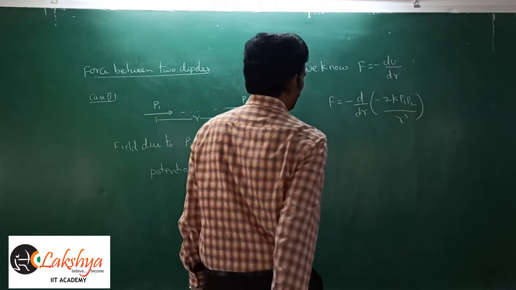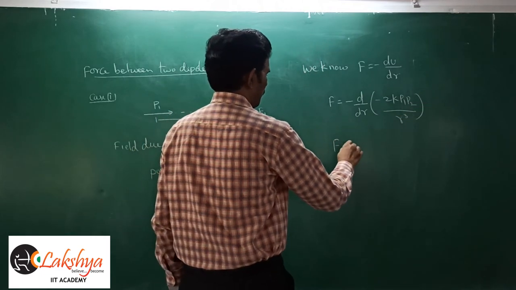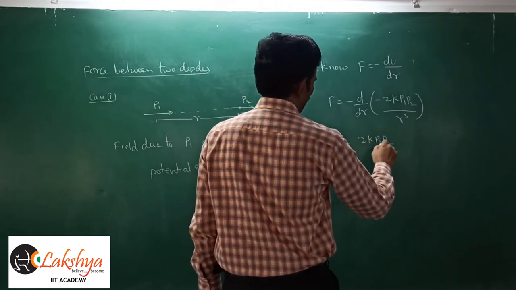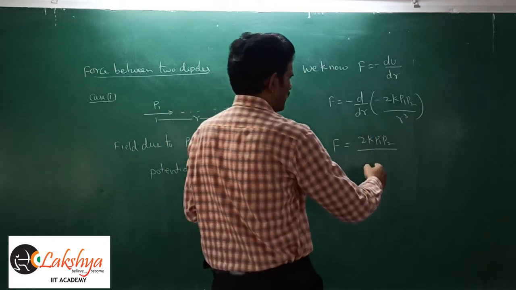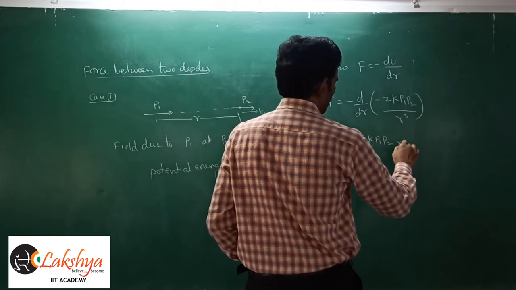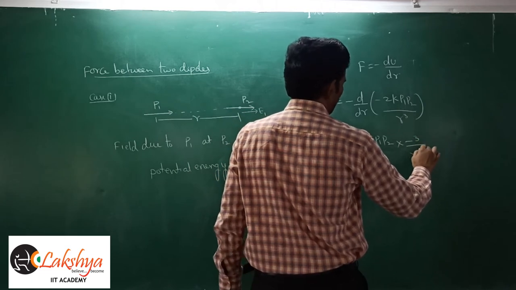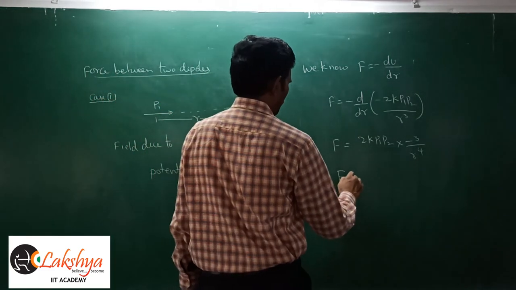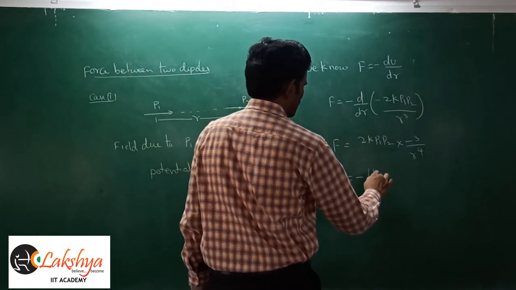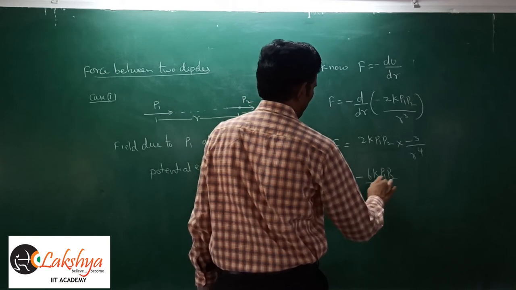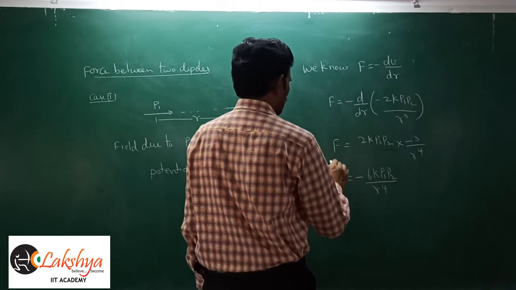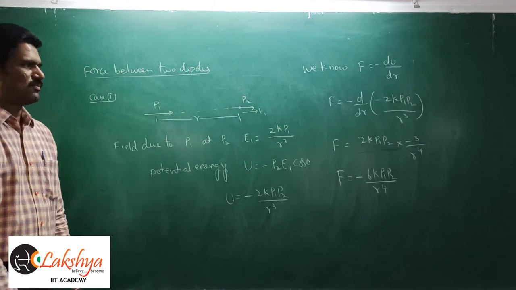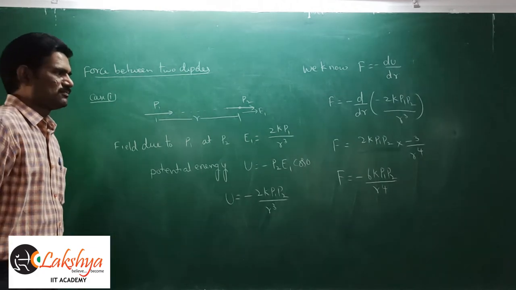Constants you can write outside. So it is 2k p1 p2, and its differentiation you will get as minus 3 by r power 4. Therefore, F is equal to minus 6k p1 p2 by r power 4. So this is the force between those two dipoles. The negative sign indicates an attractive force between the two dipoles, so the dipoles will attract each other.